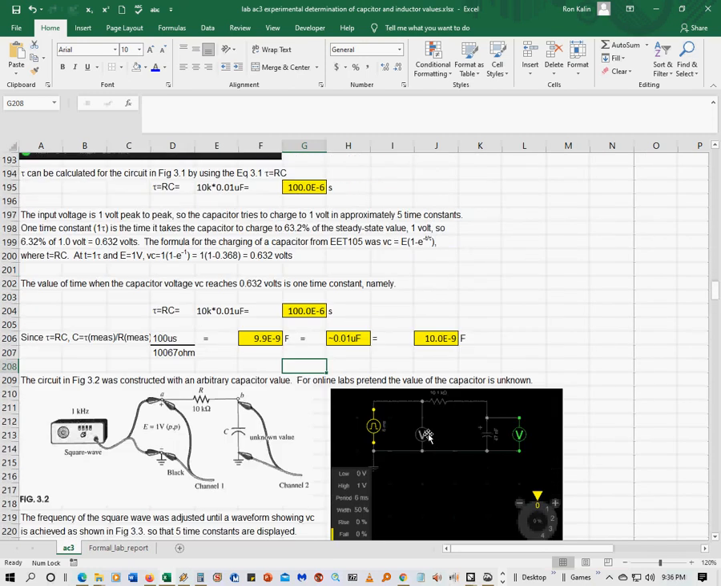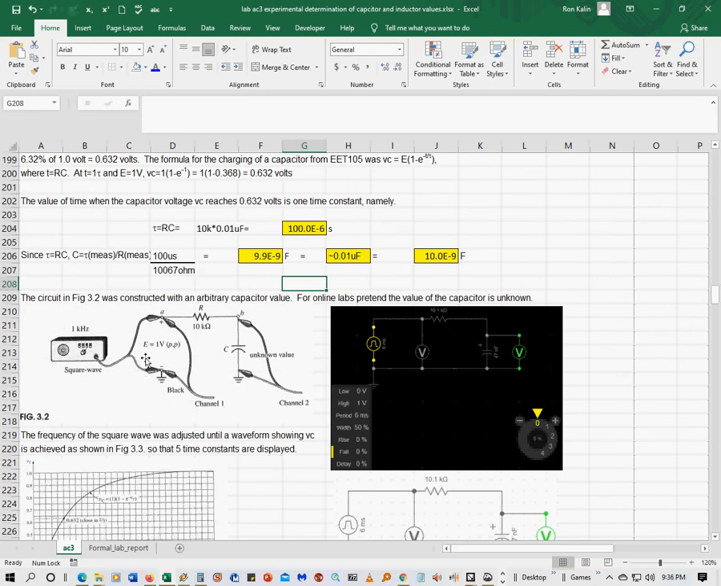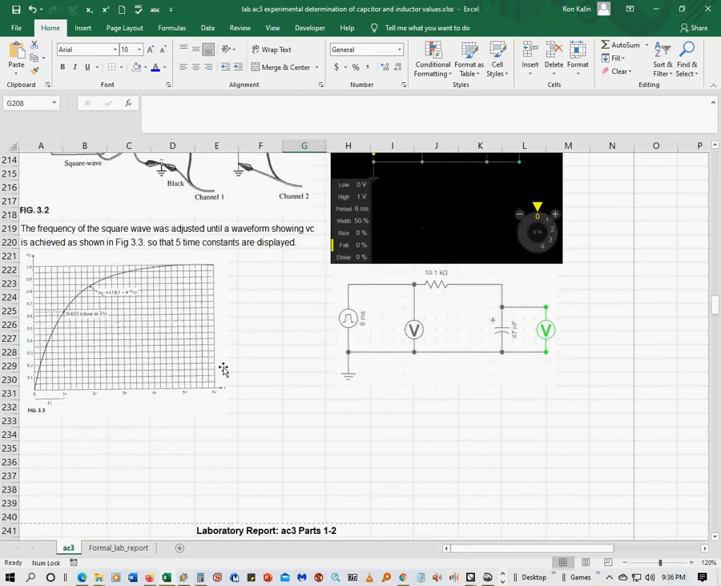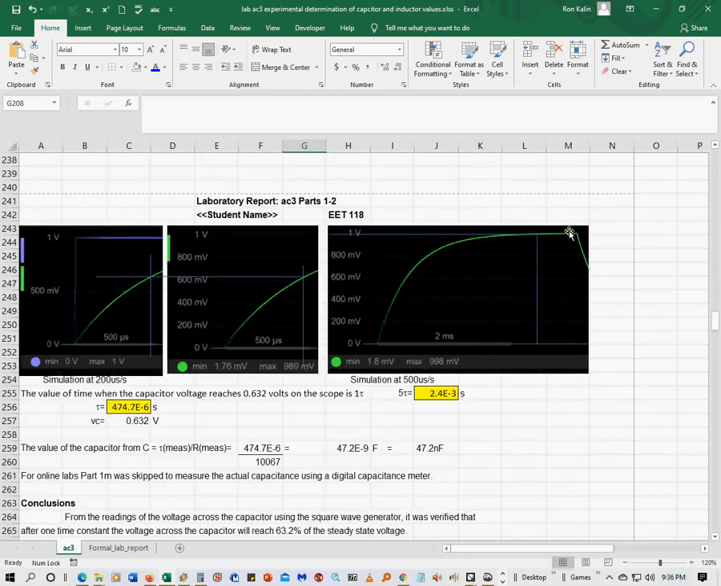And then I went on to the next part and set up another circuit with an unknown value, and I picked this value here, but just pretended I don't know what the value is. And then it's asking you the frequency of the square wave needs to be shown like this, which is basically like this. So I set this simulation speed at 500 microseconds per second, and this one at 200, so I could get a little closer, like a zoom shot, and get that value, which again, they're looking for that 63.2% value, which is one time constant.